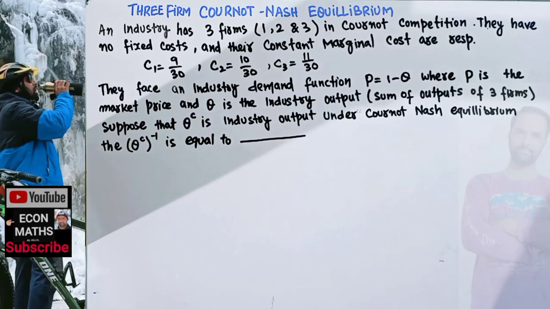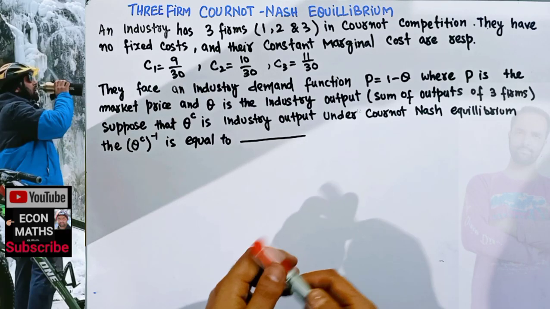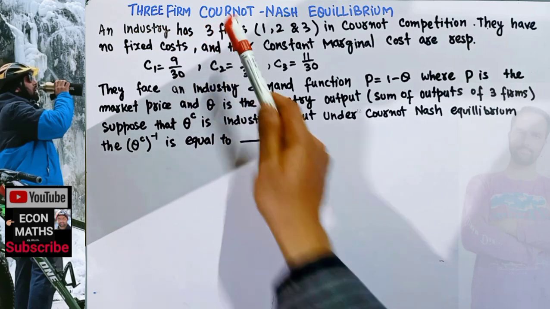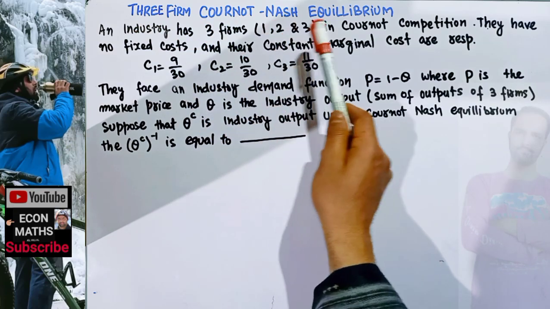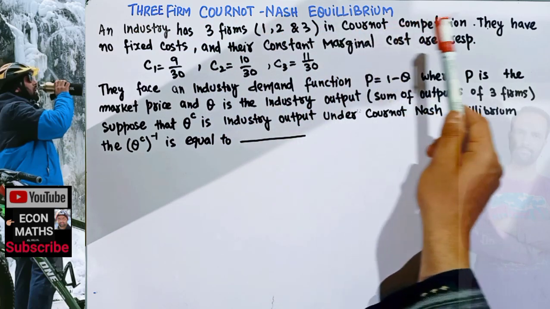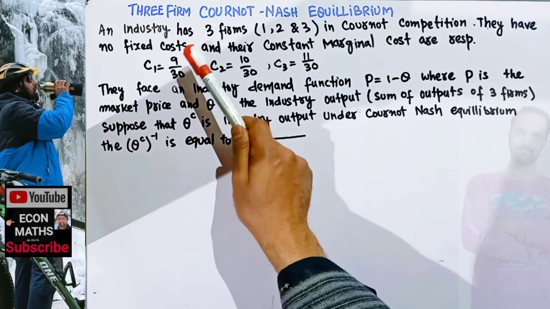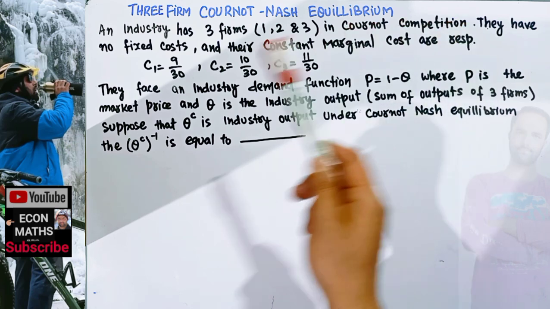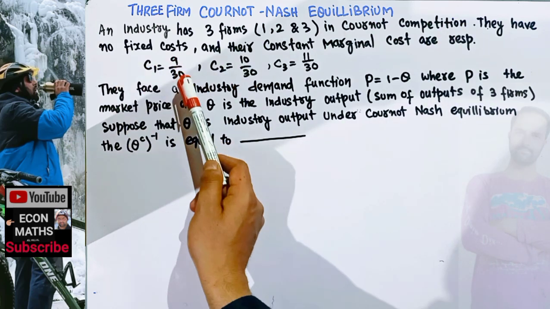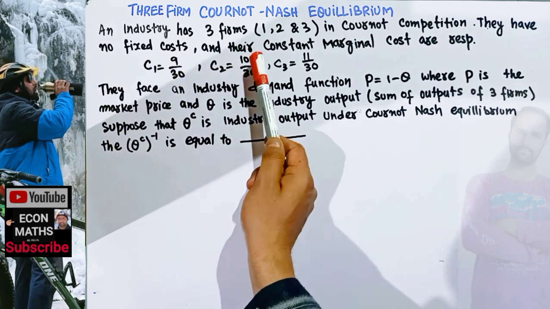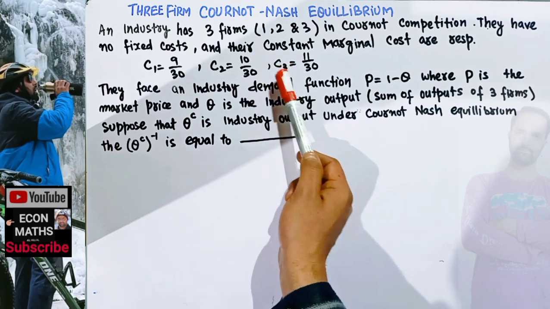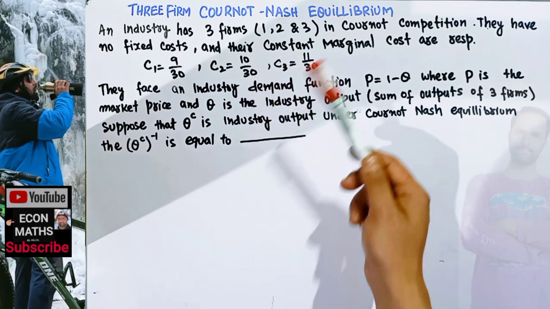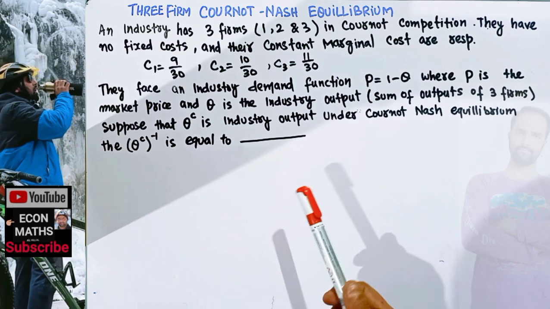Let us solve a question on three-firm Cournot Nash equilibrium. The question is, an industry has three firms: firm 1, firm 2 and firm 3. In Cournot competition, they have no fixed costs and their constant marginal costs are respectively: marginal cost of firm 1 is 9/30, marginal cost of firm 2 is 10/30, and similarly C3 denotes the marginal cost of firm 3, which is 11/30.